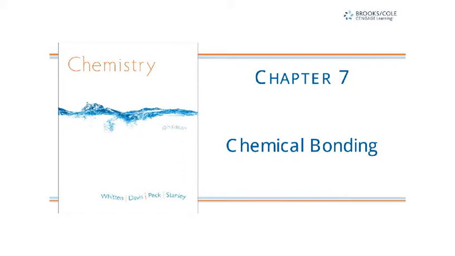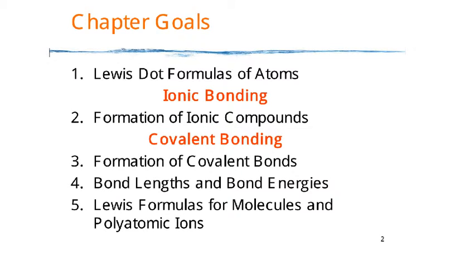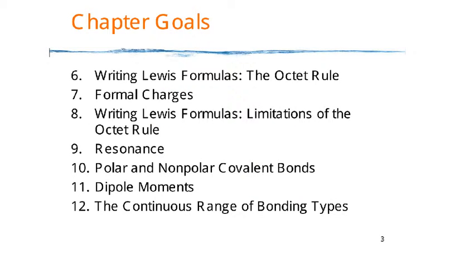Module 8 covers Chapter 7 in your text. This module will be separated into several small presentations. We're going to cover Lewis dot formulas for atoms and ionic bonding and then covalent bonding. We'll spend a good deal of time drawing Lewis structures for covalent compounds. And finally, we'll talk about a few things that might be new.